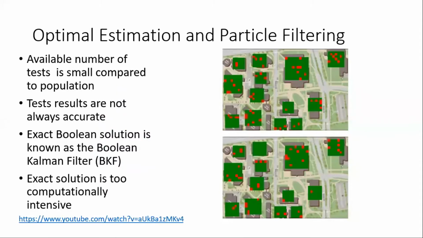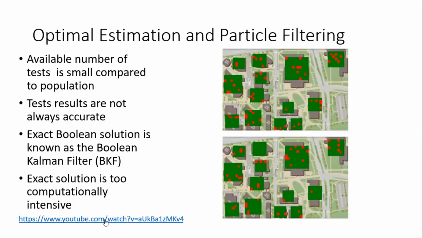Using this campus model, we would like to be able to simulate real-world spread of the disease based on testing of the students. However, the number of tests is usually very small compared to the size of the population, and the test results are not always 100% accurate. This yields what's known in electrical engineering terms as an optimal estimation problem. In the Boolean sense, the exact solution of this is what's known as the Boolean Kalman filter. However, in population sizes on a college campus, the exact solution is often computationally too intensive, so we must move on to an approximation scheme known as particle filtering.